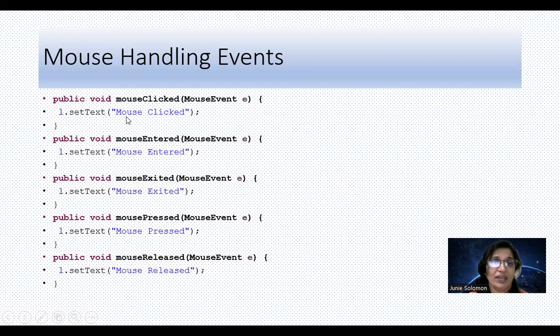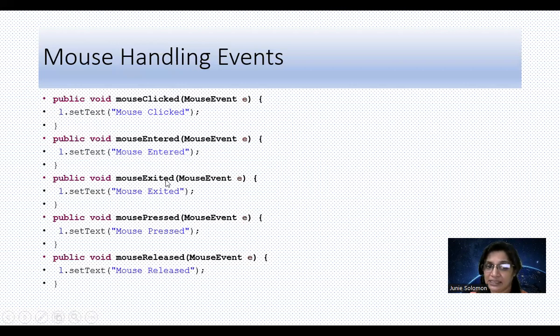Then what do I need to do when I click? I have to do L dot set text when I click the mouse. Then when I enter the mouse, what do I need to do? That is public void mouseEntered, with mouse event again. That's the second method. So here I set the text as mouse entered.